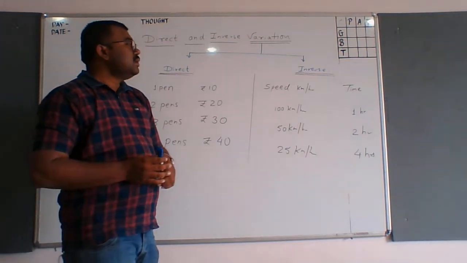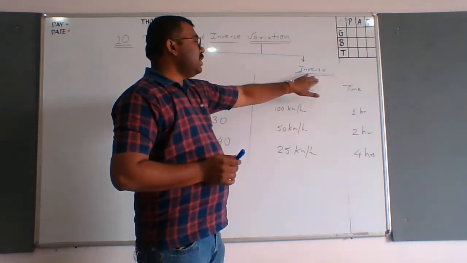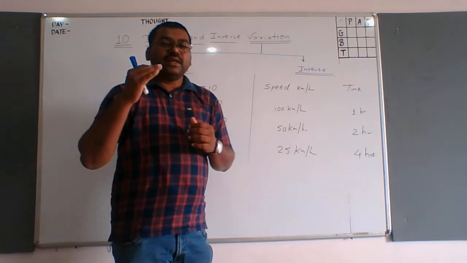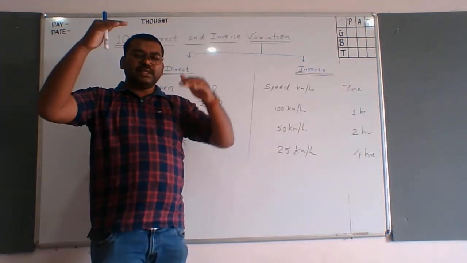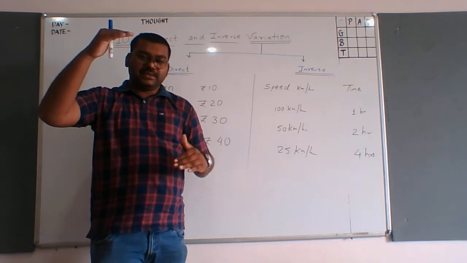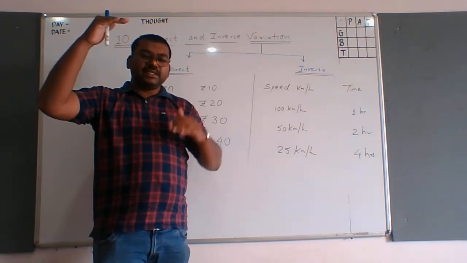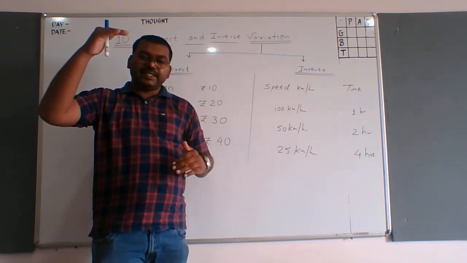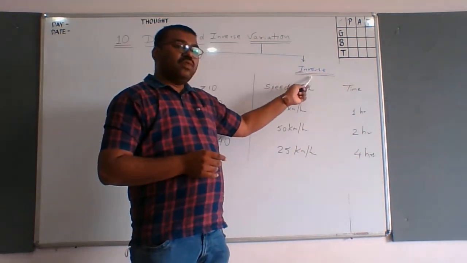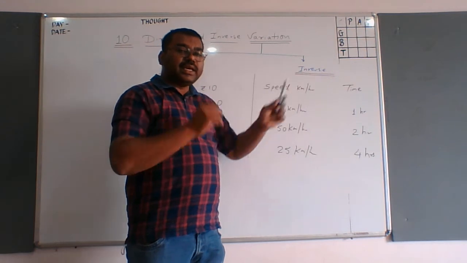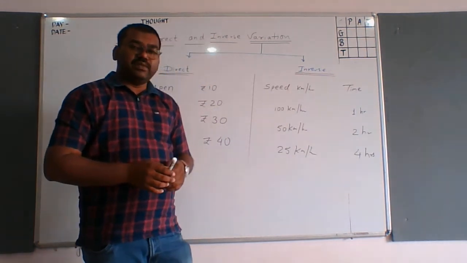Got it? Then let us come to inverse variation. In inverse variation, what happens? If one quantity increases, the second quantity decreases. Such a type of variation is called inverse variation. Let us take an example to understand this inverse variation.